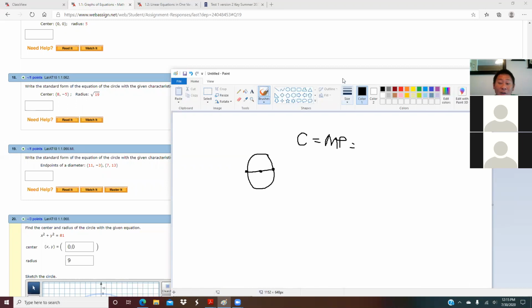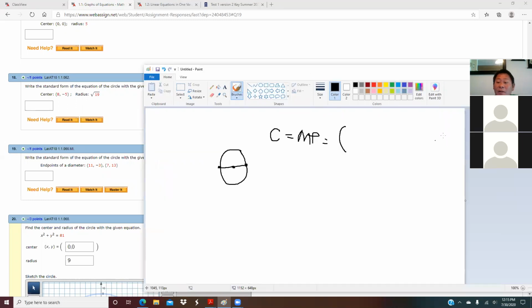So this center is actually the same thing as your midpoint. I think you guys did my test, so you know how to find the midpoint here, right? You take your x values, add them up and divide by 2. So 11 plus 7 is 18, and 18 divided by 2 gives us 9. This is your h. Then you do the same thing for the y value. You take -3 plus 13, and then divide by 2. This gives me 10 divided by 2, which is 5. This is your k. So this is how you figure out your center.